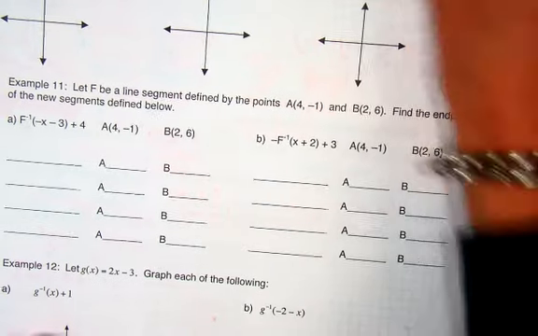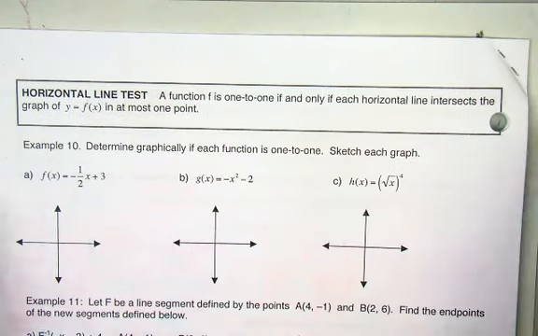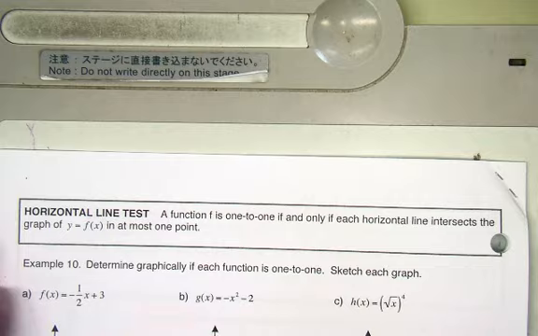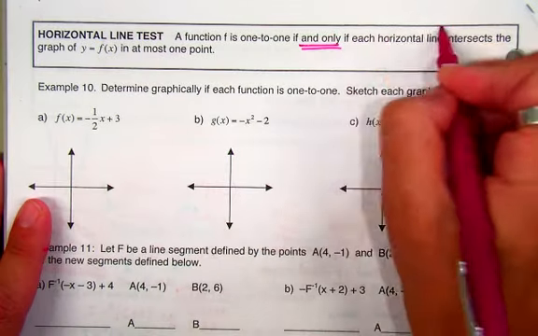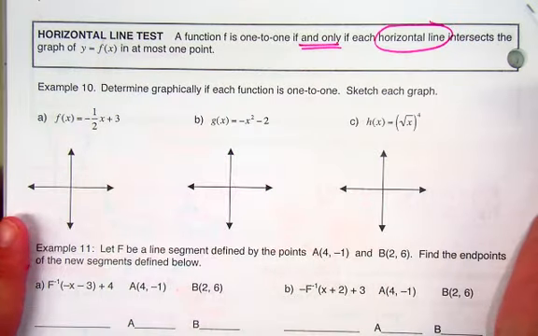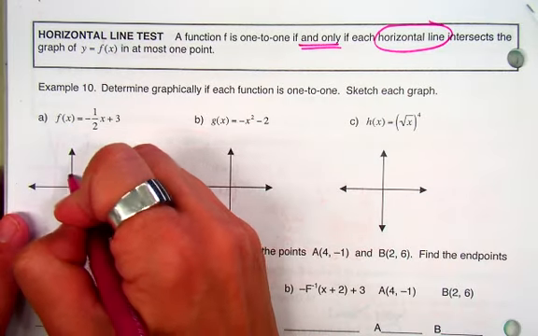I know these are like speedy. And we're going to talk about the horizontal line test. This is the way to figure it out by graphing. It's 1-to-1 if and only if the horizontal line intersects it at most once. So let's just sketch the graphs. Negative 1/2 x plus 3. Go ahead and draw that.